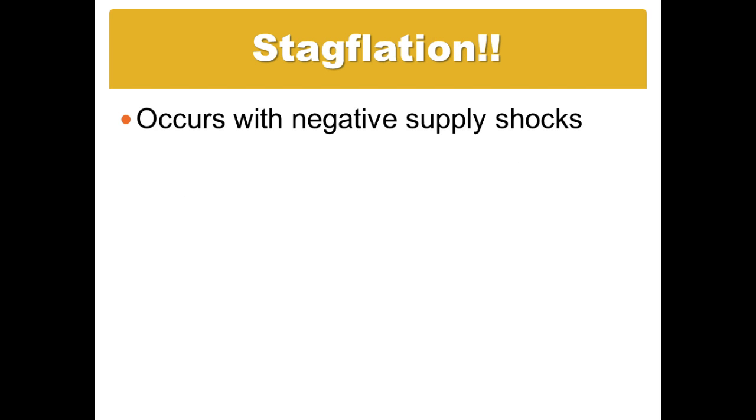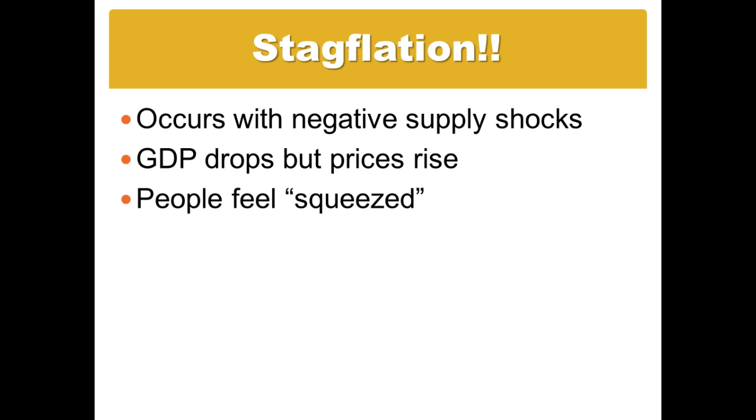One other thing about negative supply shocks is that there's a term for it, and it's called stagflation. Stagflation occurs with negative supply shocks, and what we mean by stagflation is that GDP level drops, it gets smaller, but our price levels rise. So you have a stagnant economy with inflation. People are squeezed no matter what happens. They're earning less and paying more.